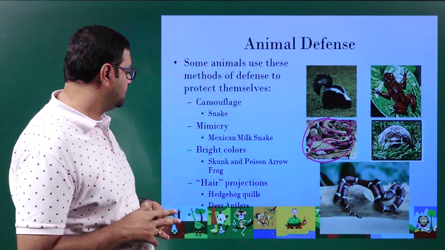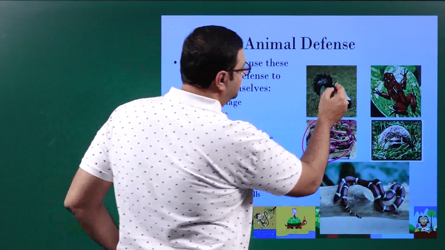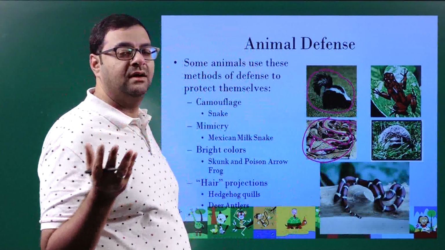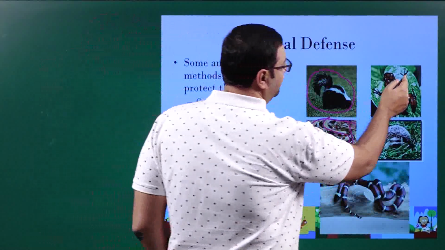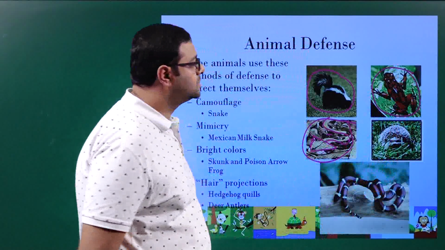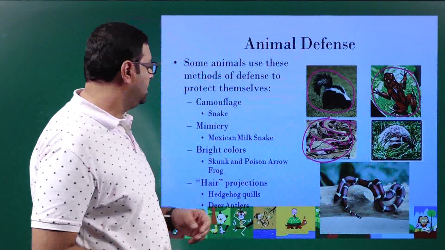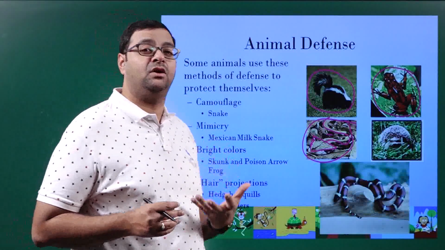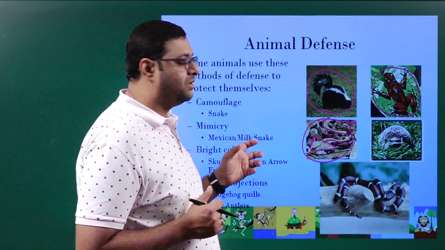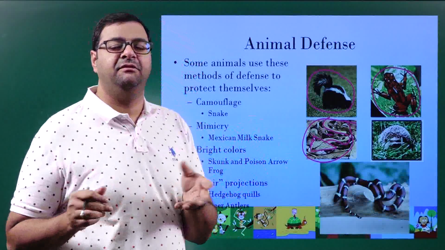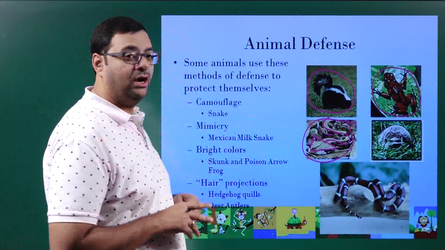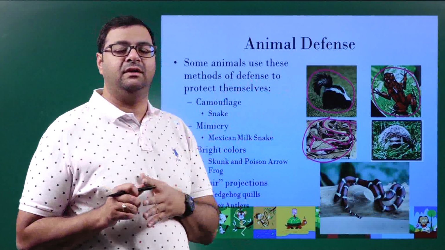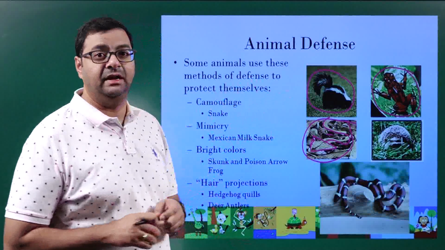Okay, then bright colors, skunk and poison arrow frog. So I told you, I think, about the skunk here. It releases some liquid from its back, which is very, very pungent, and also these frogs. Now these frogs are considered to be the most poisonous frogs in the world, which are the arrow frogs. They look like an arrow. They're very, very small, but they release some poison which is very toxic from their skin. These frogs can kill an adult human being in, say, 15-20 minutes max, if medical attention is not given.